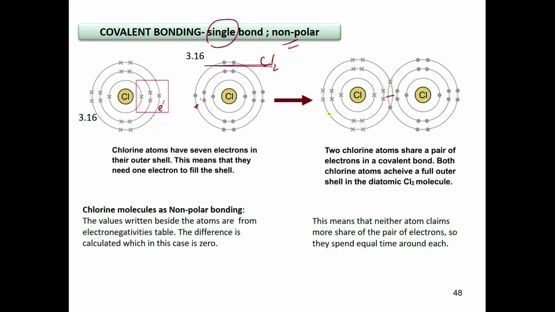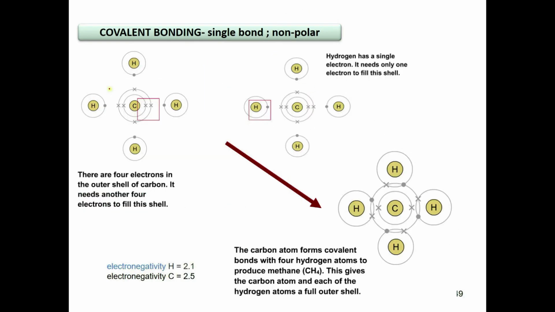Since the electronegativity between the chlorine atoms is the same, neither atom claims more share of the pair of electrons, so they spend equal time around each other, so it produces non-polar bonding. We have seen the example of hydrochloric acid, where the combination of hydrogen plus chlorine produces polar covalent bonding, meanwhile chlorine gas produces non-polar.